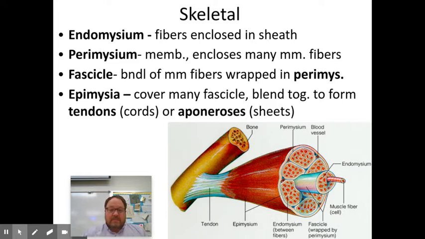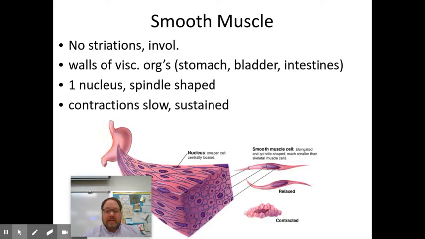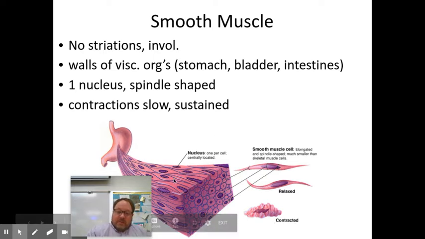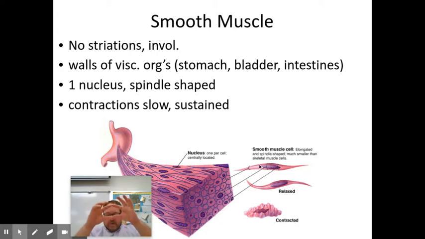All right, we will look at smooth muscle for just a moment here. Smooth muscle lacks stripes or striations. When you look at it under a microscope, you don't see any stripes, and it's involuntary, so you don't have conscious control over it. It does line the walls of hollow organs like the stomach or the intestines, and the cells are said to be uninucleate, so they have one nucleus, and they have a spindle shape where they're wider in the middle and they taper on the ends.